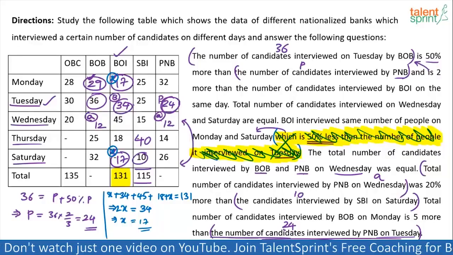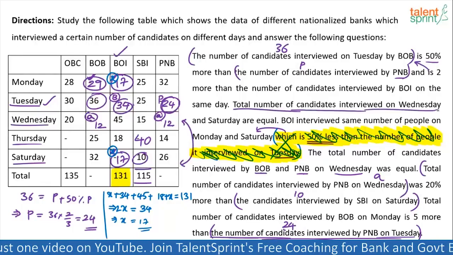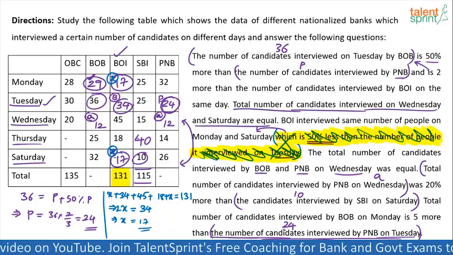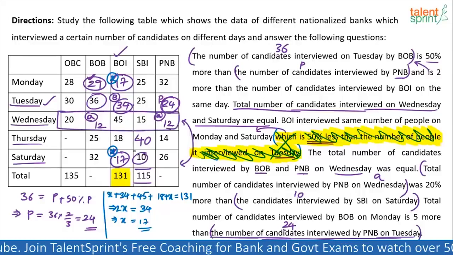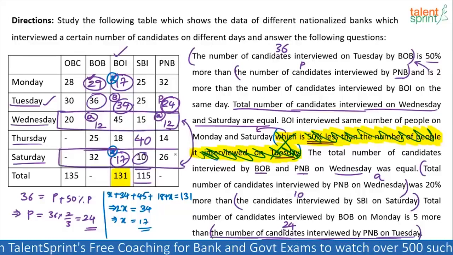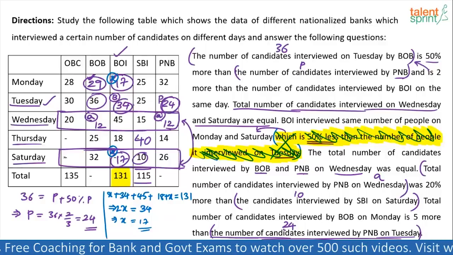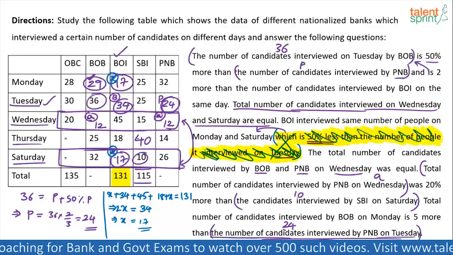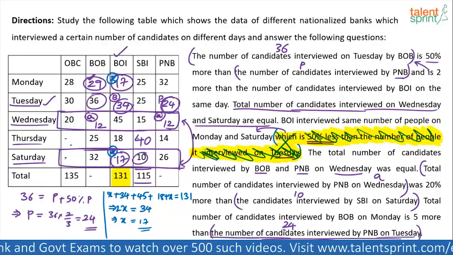Okay, this point I think we can use. This point was not used. You see, total number of candidates interviewed on Wednesday and Saturday are equal. Total of Wednesday is equal to total of Saturday. So when you balance these two, you will get this value, OBC on Saturday. And once you get OBC on Saturday, you can find out OBC on Thursday as well because this total is also known to us. You getting it?